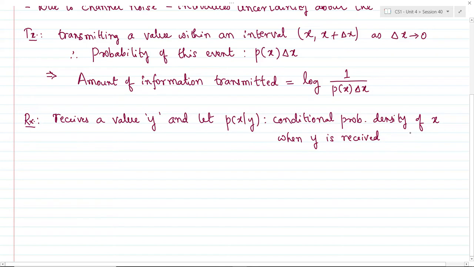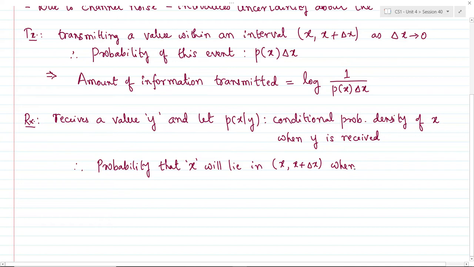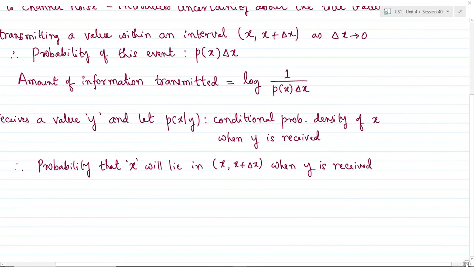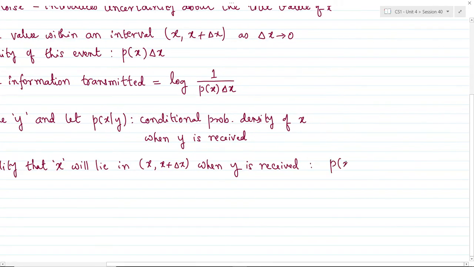Therefore, the probability of this event, that x will lie in the interval x to x plus delta x when y is received, would be the probability density p of x given y times delta x.